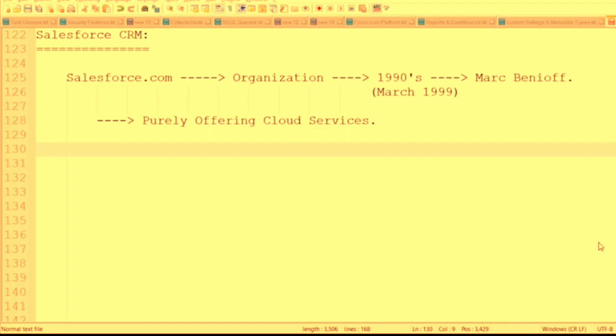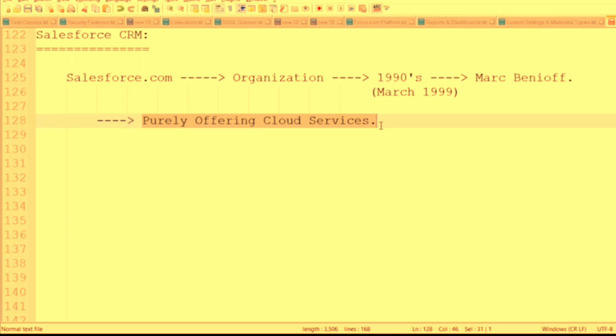So in this case, from the beginning of this organization, they're purely offering cloud services. These cloud services will be available to the customers on rental basis. We no need to do the huge investment, we can just pay the rental amount and access the services over here. Like in the real world, we are taking so many resources on rental basis.